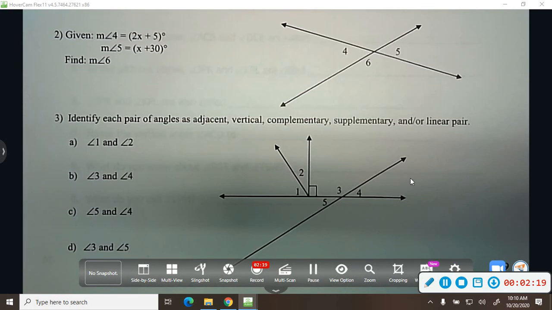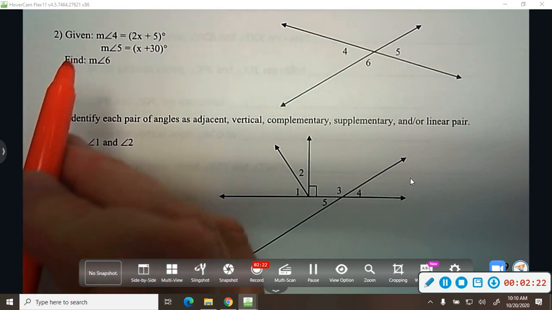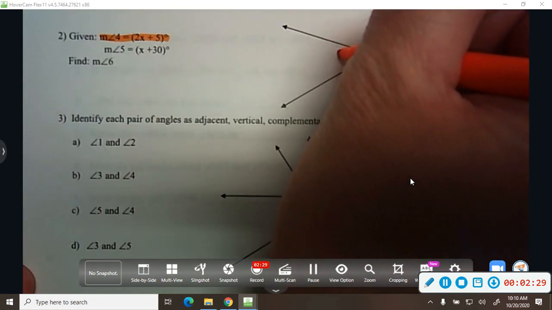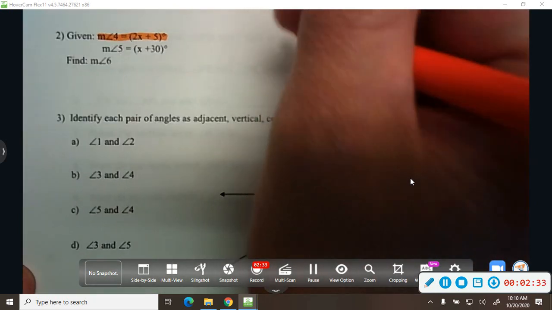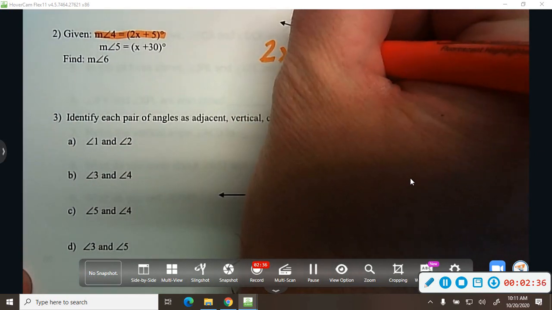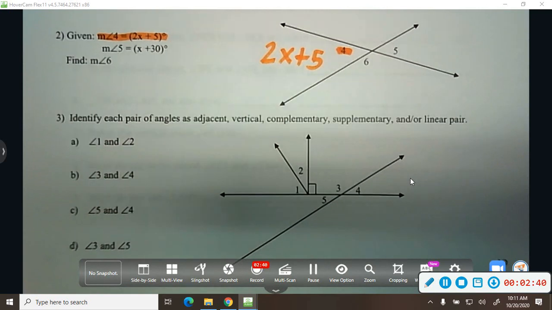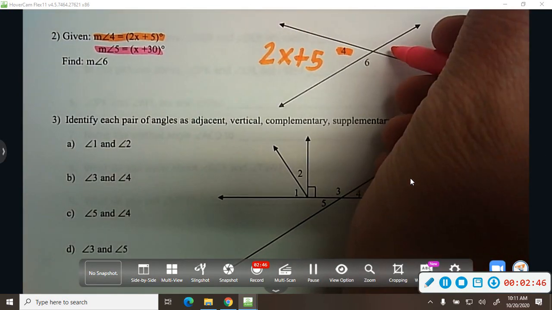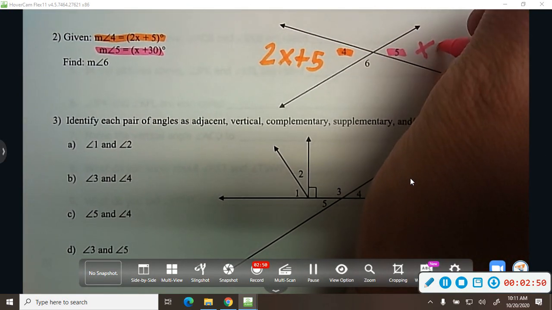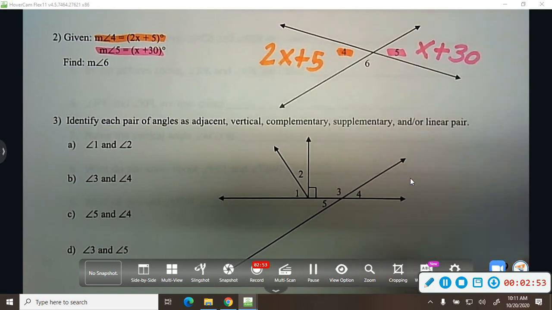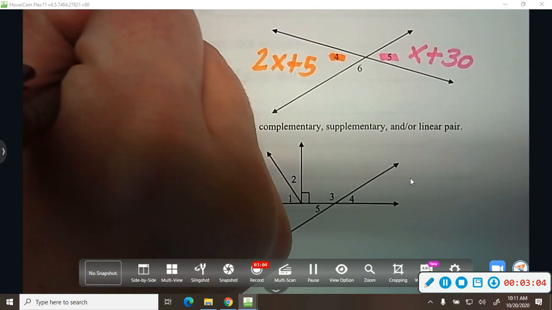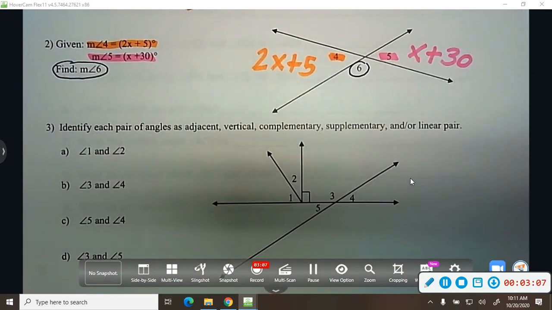So now we have an example with algebra. So they say, and again, M means measure, the measure of angle 4 is 2x plus 5. So over here at 4, I'm going to put that this is 2x plus 5. And then they say the measure of angle 5, that's 5, is x plus 30. And then they say what they want me to find, the most important part, what they want as their answer, is they want measure of angle 6. So they want what is the measure of this angle.